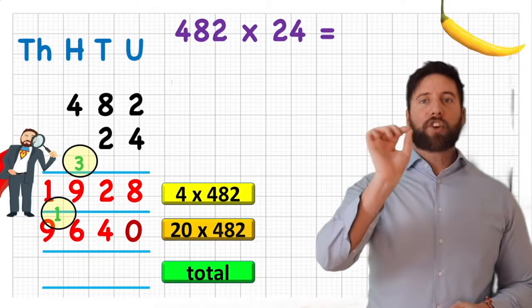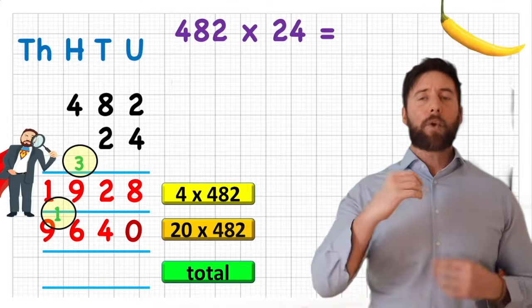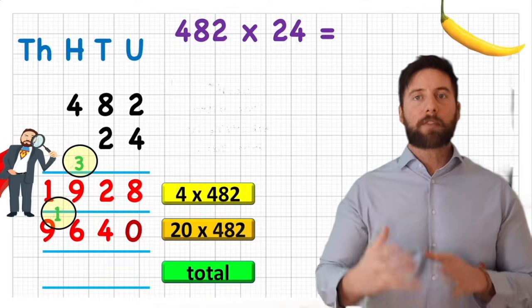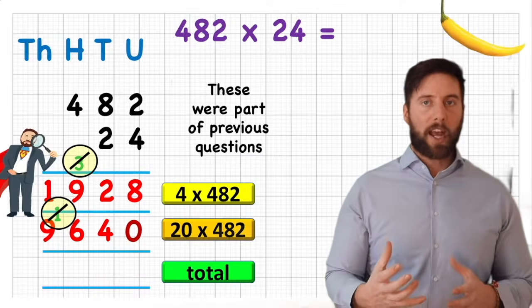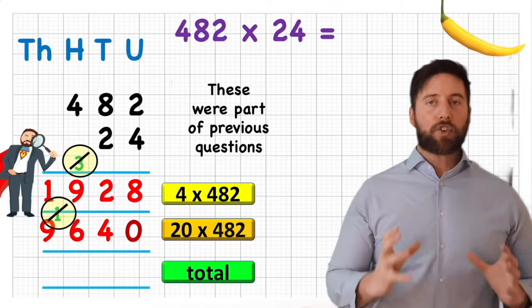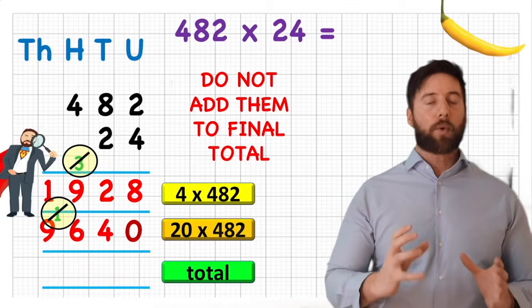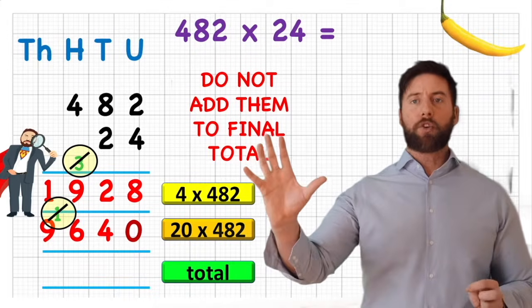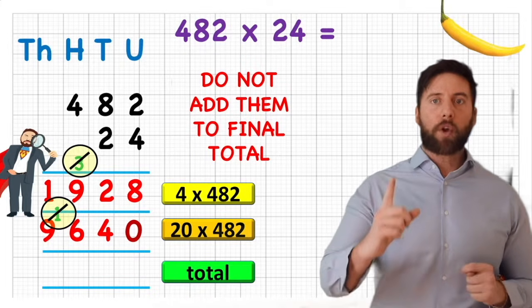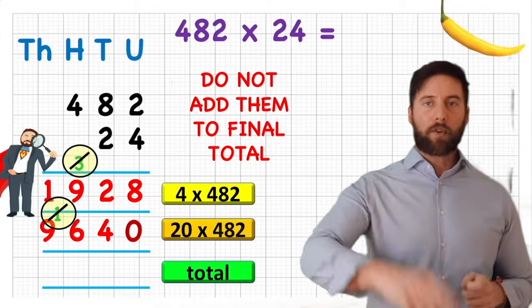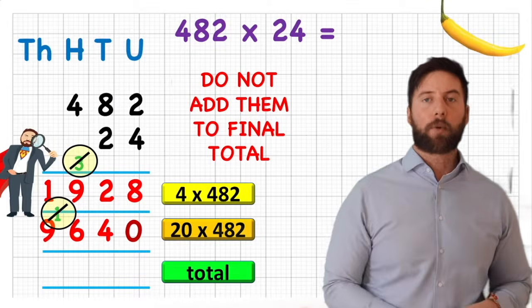Now here's something really important. Look at these extra numbers that we've got in here. These were helping us solve previous parts of the question, and we should have put a line through them when we're finished with them, like I have. And we must remember at this point we do not add them to our total because those numbers have already been used and we've already got them added to whatever we needed them for. So we don't want to add them again now, so let's make sure we don't do that, guys. That's really, really important, a top tip.